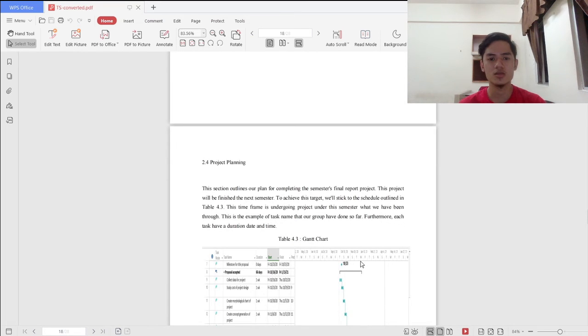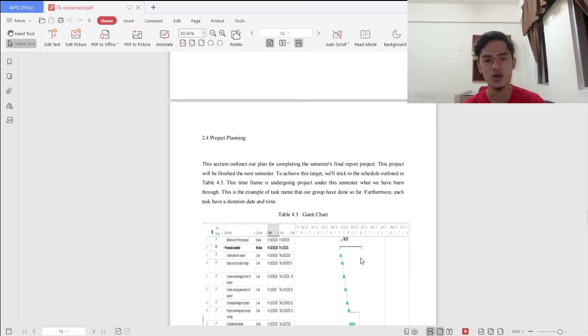This section is like a milestone because it outlines our plan for completing the semester final report projects. The prototype testing is also included in this project. This project will be finished this semester. To achieve this target, we stick to the schedule outlined in table 4.3, a Gantt chart. This time frame is the ongoing project under this semester. This is an example of the task names that our group has done so far. Furthermore, each task has a duration time.